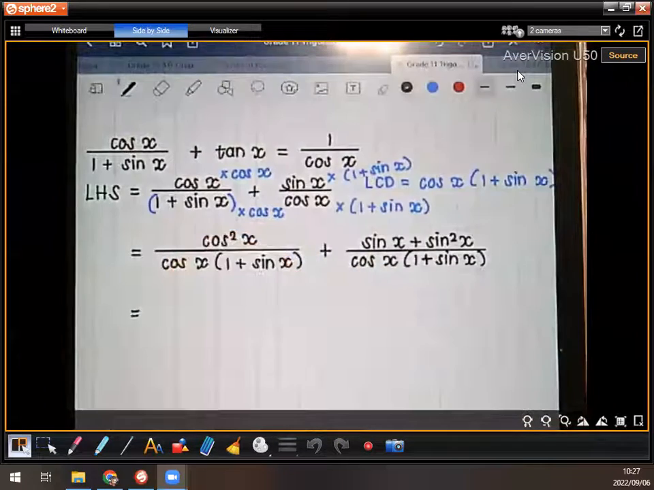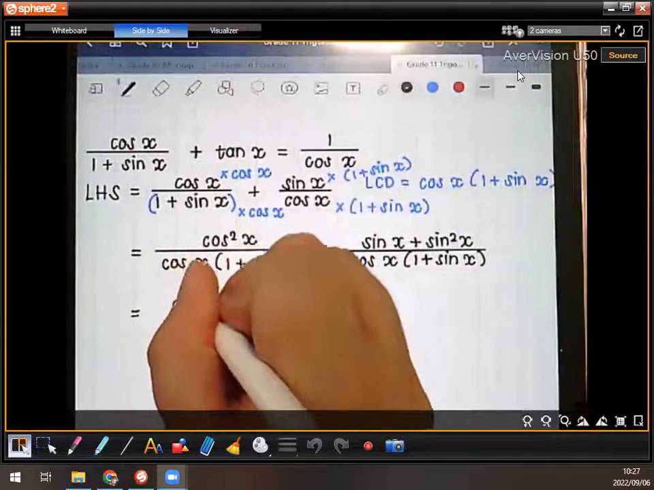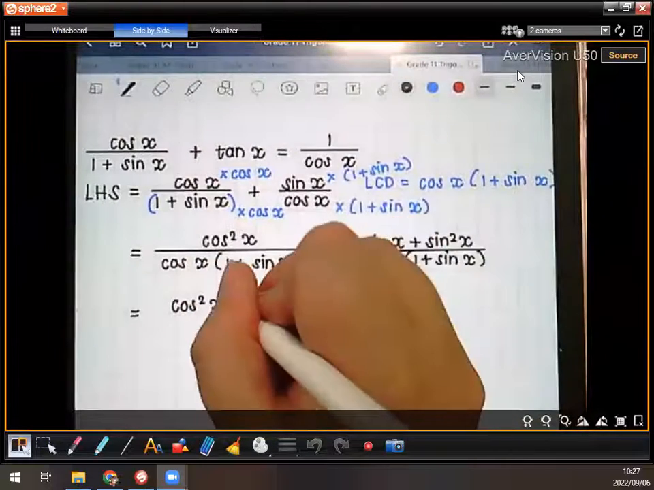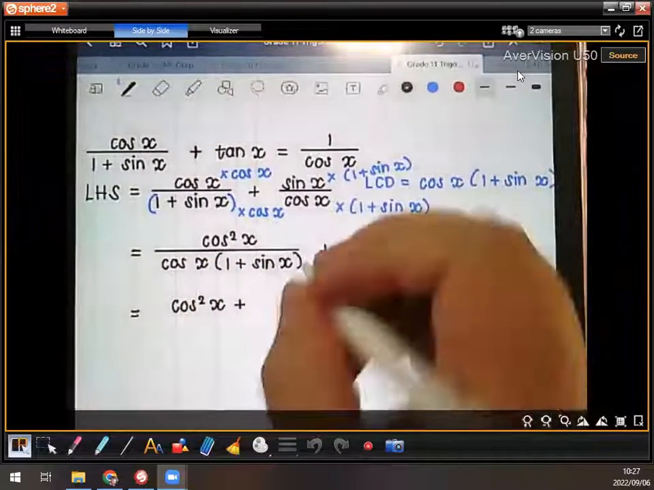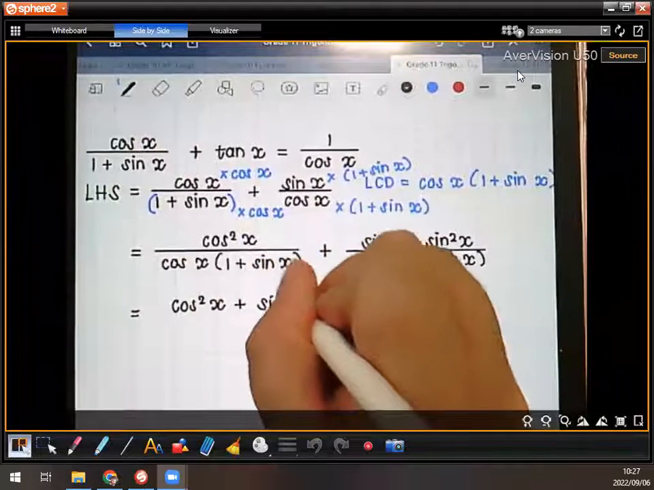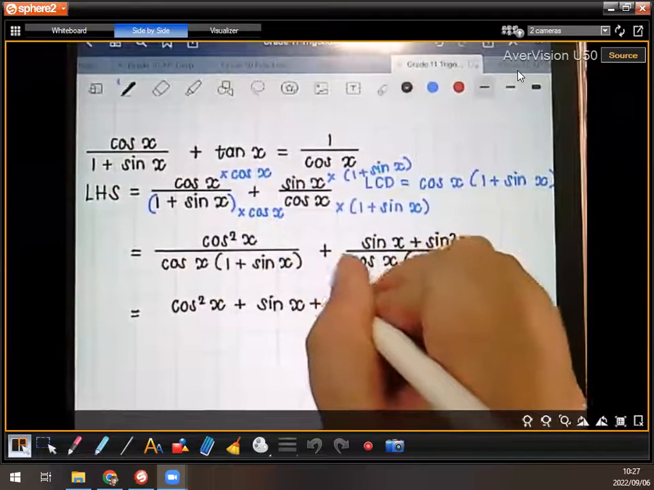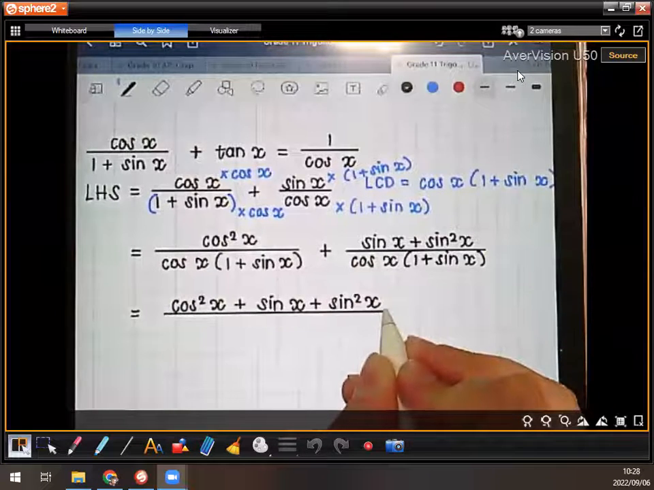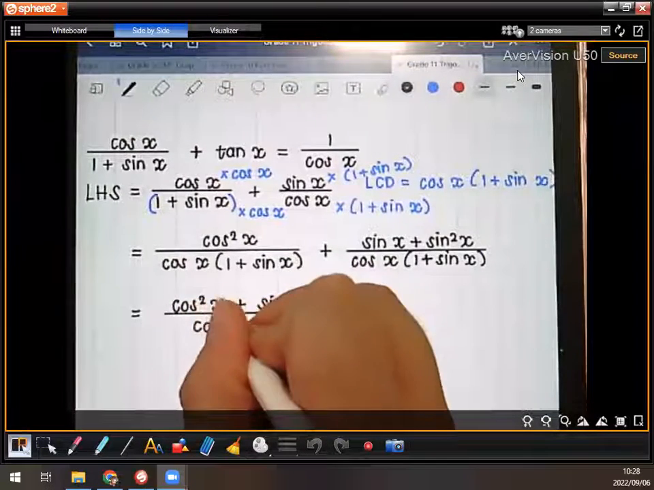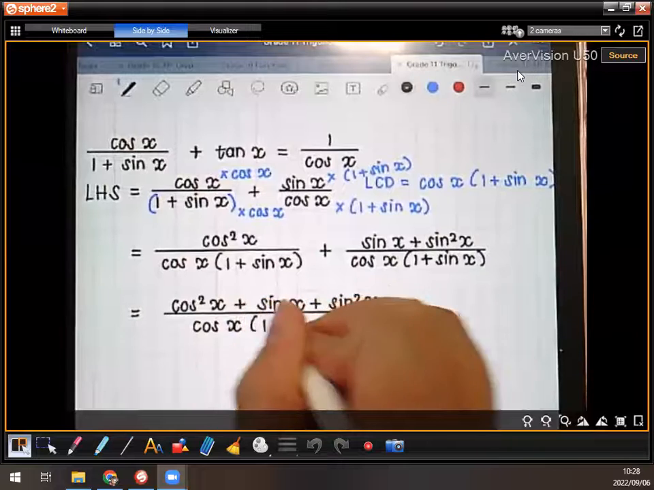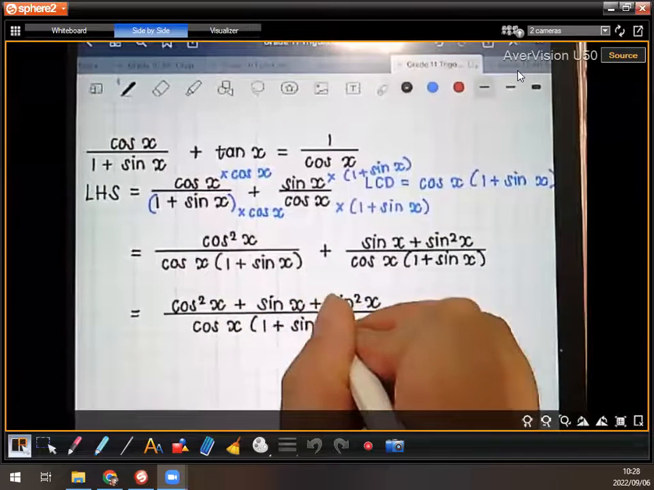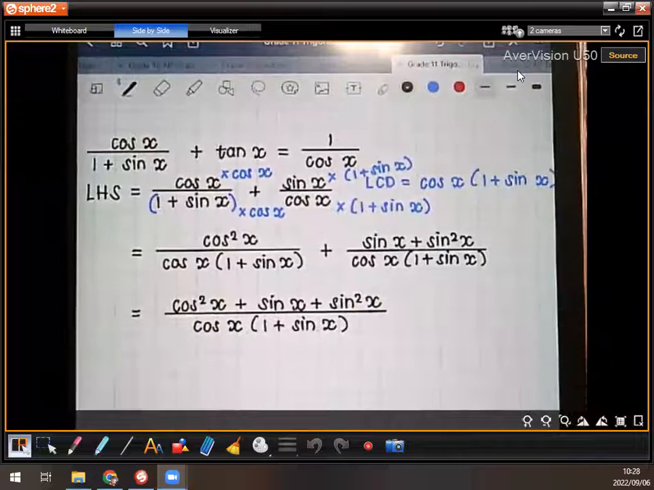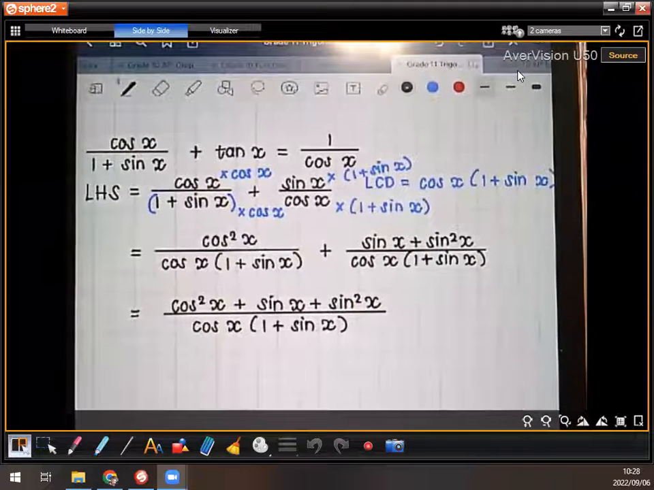So now we have the same denominator, so my numerator is now going to be cos squared x, because there's a plus in between the two fractions. I'm going to put a plus there, sin x plus sin squared x. And in my denominator, it's going to be the LCD. Remember, you don't change the LCD when you put it together as one fraction. Only when you times fractions do you change the denominator. Okay, when you're adding and subtracting, you leave the denominator.